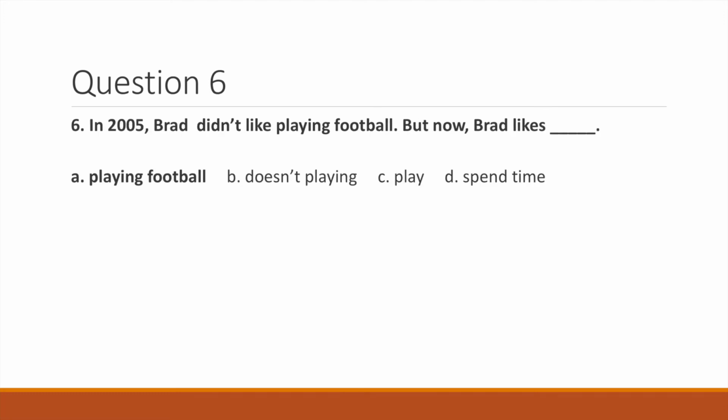Question 6. In 2005, Brad didn't like playing football, but now Brad likes blank. Again, here we need an object of our sentence. We're looking for the gerund. We have a clue. Brad didn't like playing football, and we have but. That means our answer should be the opposite of the negative or positive. So we're looking for playing football. A is the correct answer.